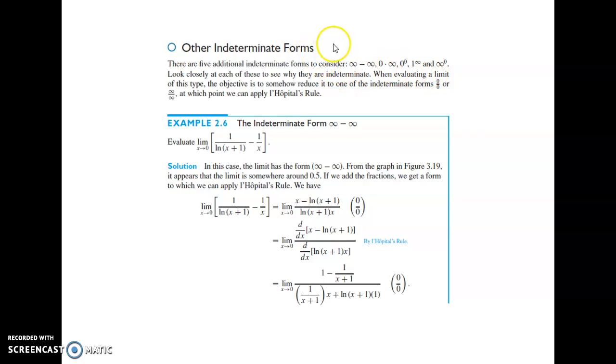So there are 7 indeterminate forms in mathematics: 0 by 0, infinity by infinity, infinity minus infinity, 0 into infinity, 0 raised to 0, 1 raised to infinity, infinity raised to 0. So in the next class, we will continue with how we find the limits of these other 5 indeterminate forms. Thank you.